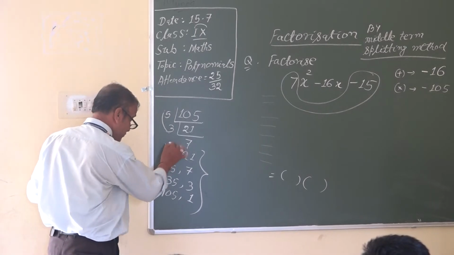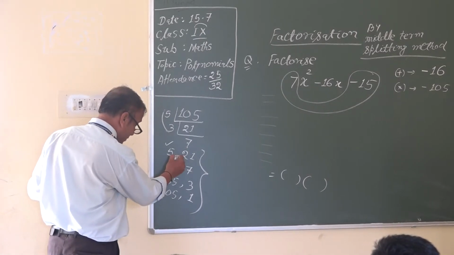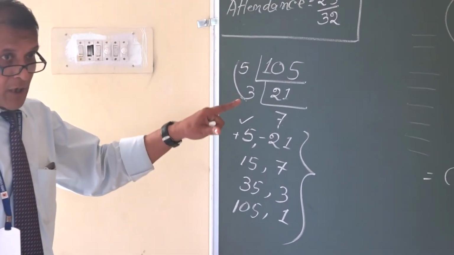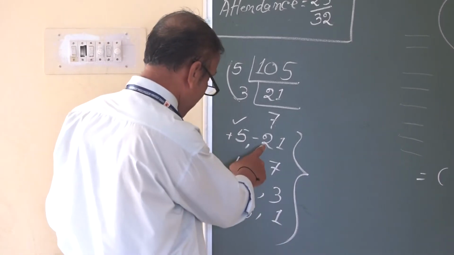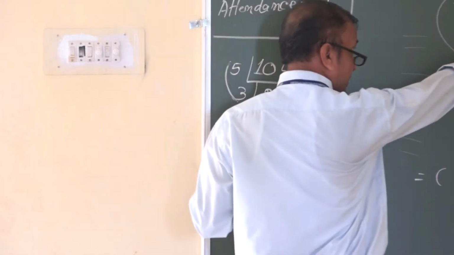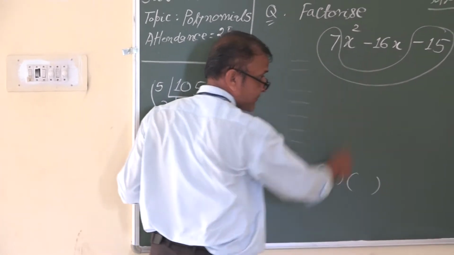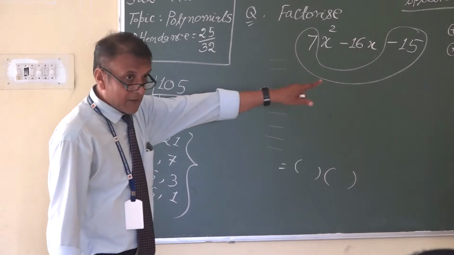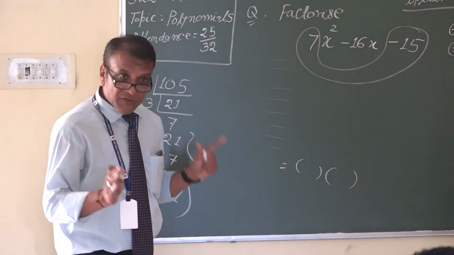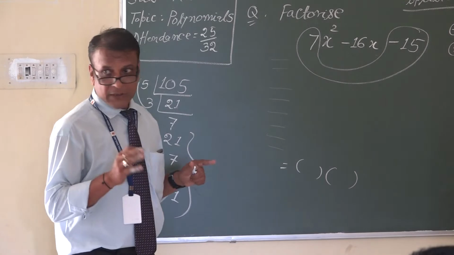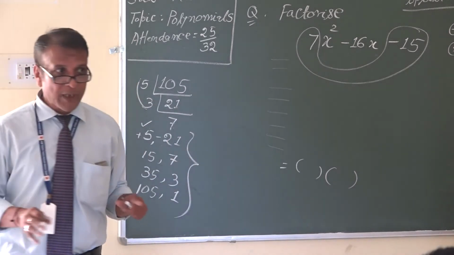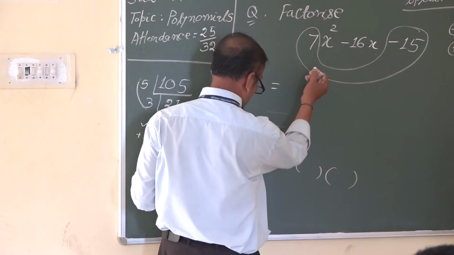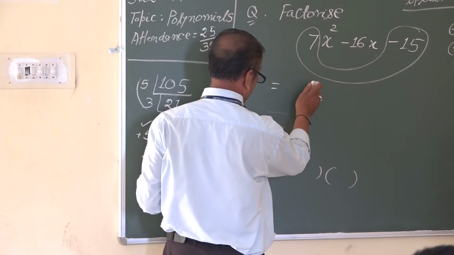So out of these 4 pairs, if I take minus 21 and plus 5, does adding them give minus 16 or not? Yes sir. Minus 21 and plus 5, multiplying them, does it give minus 105 or not? Yes sir. So these are the two terms which we need. Understood or not? Yes sir. Okay. How many of you understood?